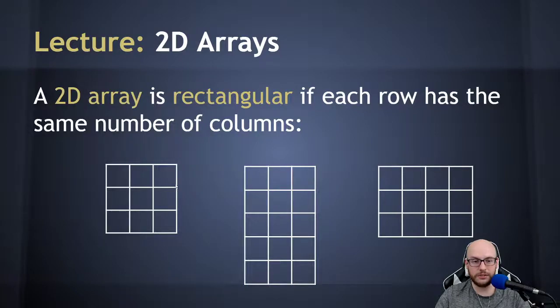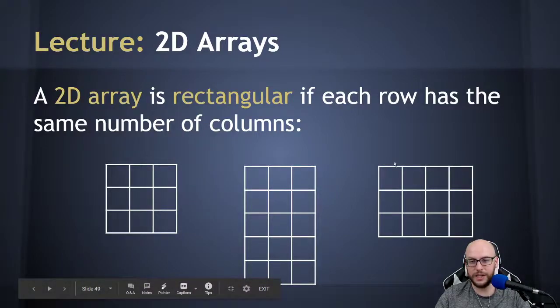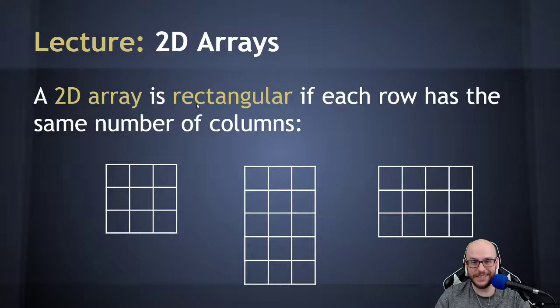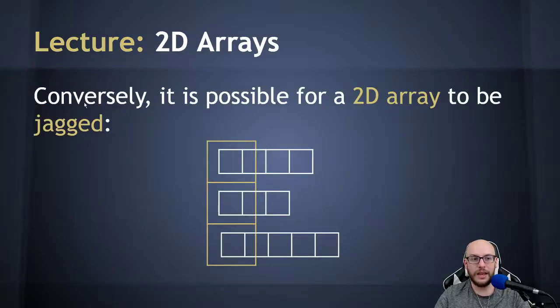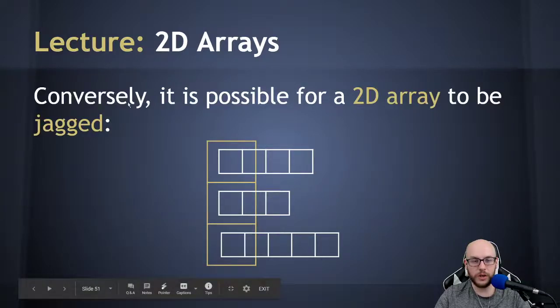Here I see one that's kind of square. Here I see one that's rectangular, but it's got 5 rows, 3 columns. Here we got 3 rows, 4 columns, but all of these are rectangular. Each row has the same number of columns. What this implies is it is possible for a row to have a differing number of columns. Here's our row major showing that we can use the nums at 0. We've seen that. It is possible for a 2D array to have a differing number of columns per row. We call that jagged.